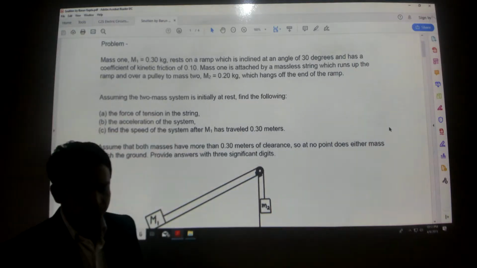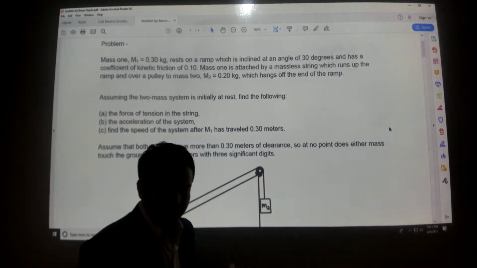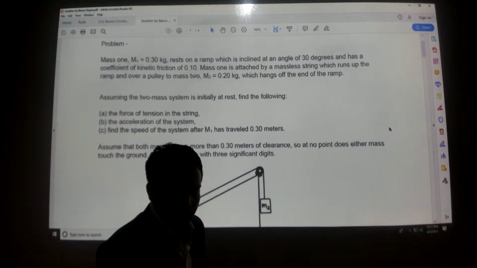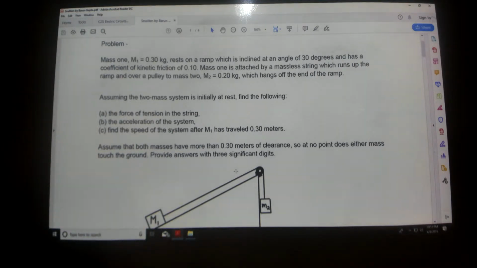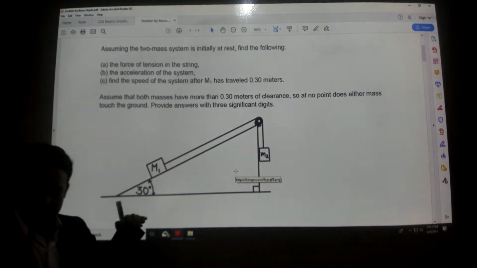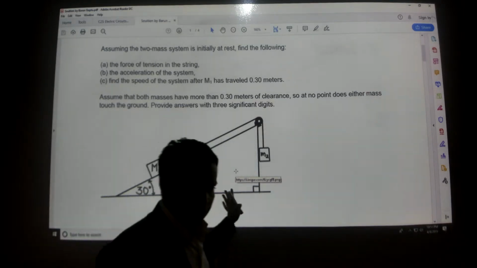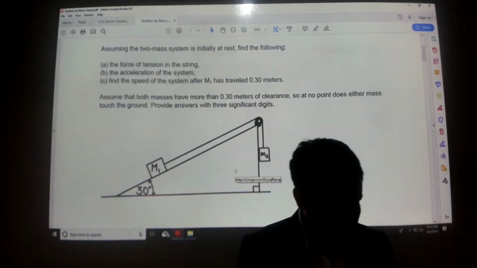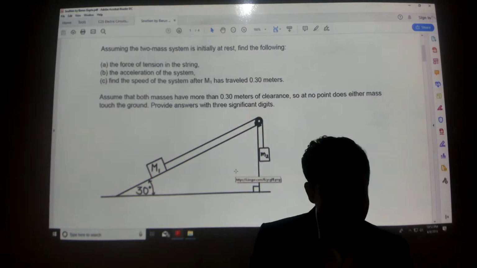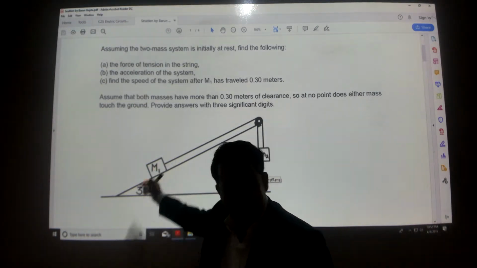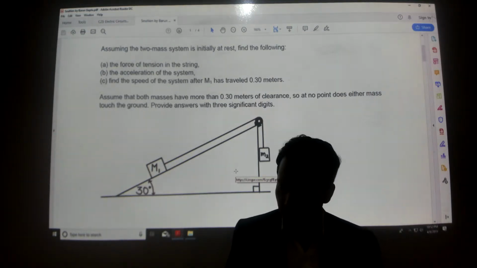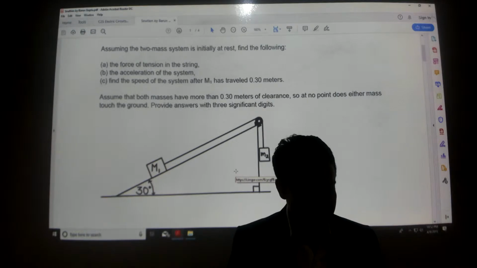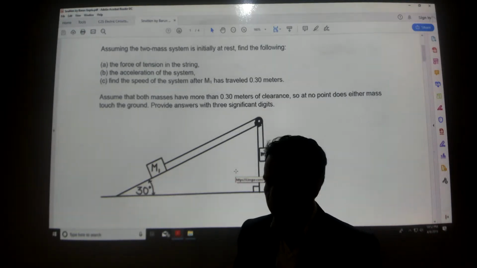Good morning, everybody. Today I'm going to solve the problem where you have two objects connected by a string. One object hangs vertically downward and another is on an inclined plane. The masses are given, the coefficient of friction between the surfaces is given, and you have to find the tension in the string, the acceleration of the system, and the velocity or speed of the system after the mass has moved a certain distance, in this case 0.3 meter.